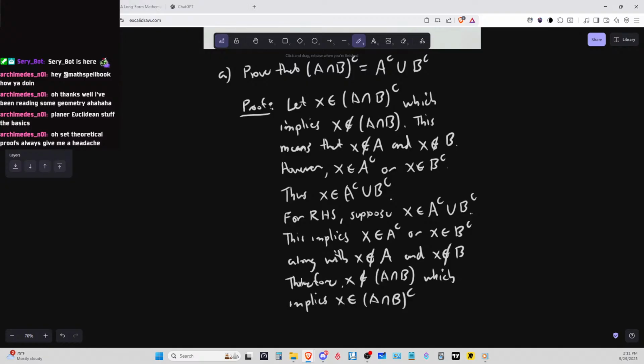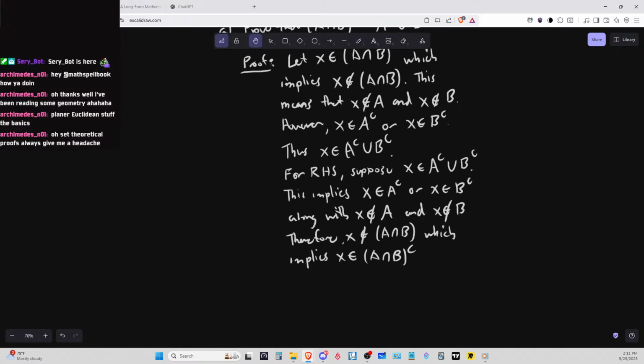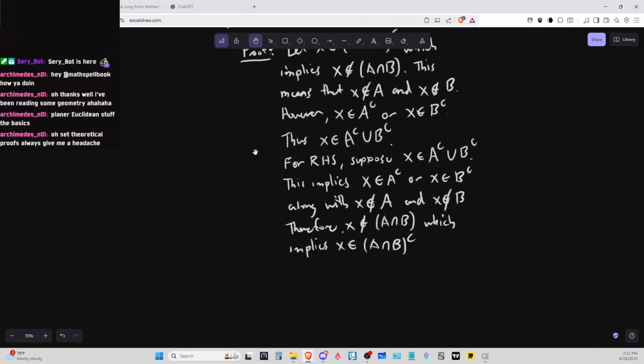Planar Euclidean stuff, the basics. Oh, that's good. The basics are usually good to go back to. I have to get back to basics myself sometimes.